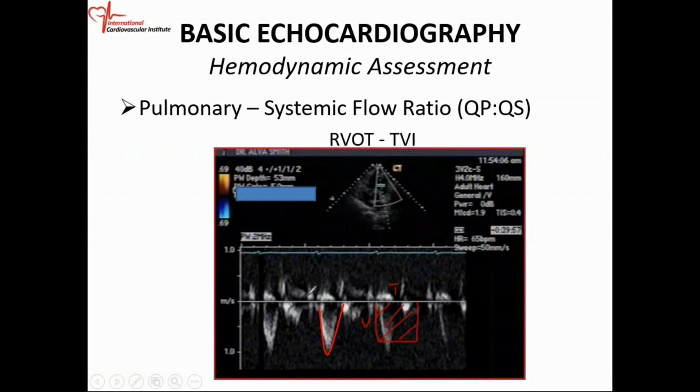But this is not a simple rectangle, so the integration of it is a little bit more complex. But the principle is the same. This is your velocity time integral across the right ventricular outflow tract. You multiply it by the cross-sectional area and you get the flow across the pulmonary circuit. So again, flow is equal to cross-sectional area times TVI.